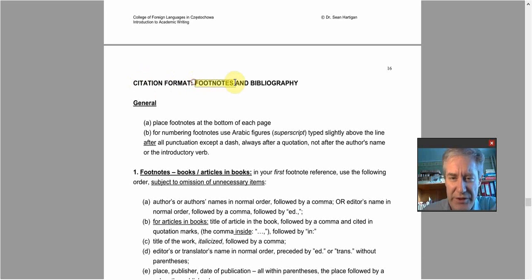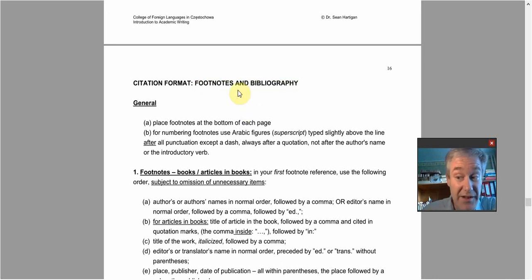Citation format. Footnotes and bibliography. Okay. So there's really two parts to this citation format: footnotes and the bibliography. Footnotes is where every time you use a source in your text, you give a little footnote, a little numbered note, to tell your reader where this material comes from. And the bibliography is at the end of your essay. It's a list of all the sources that you use.